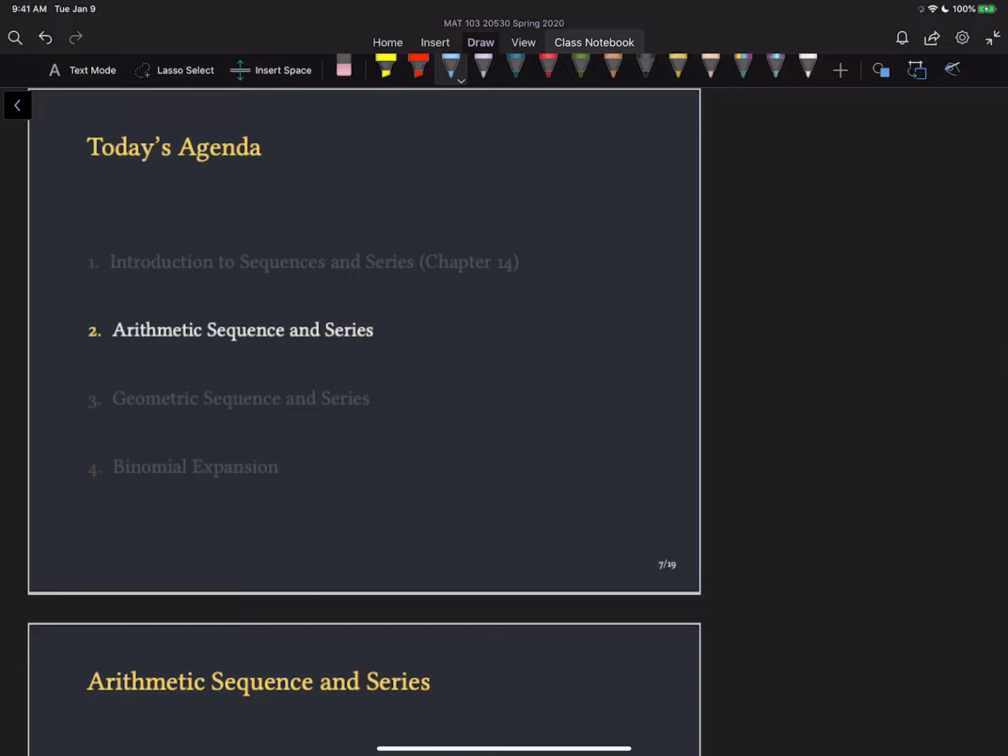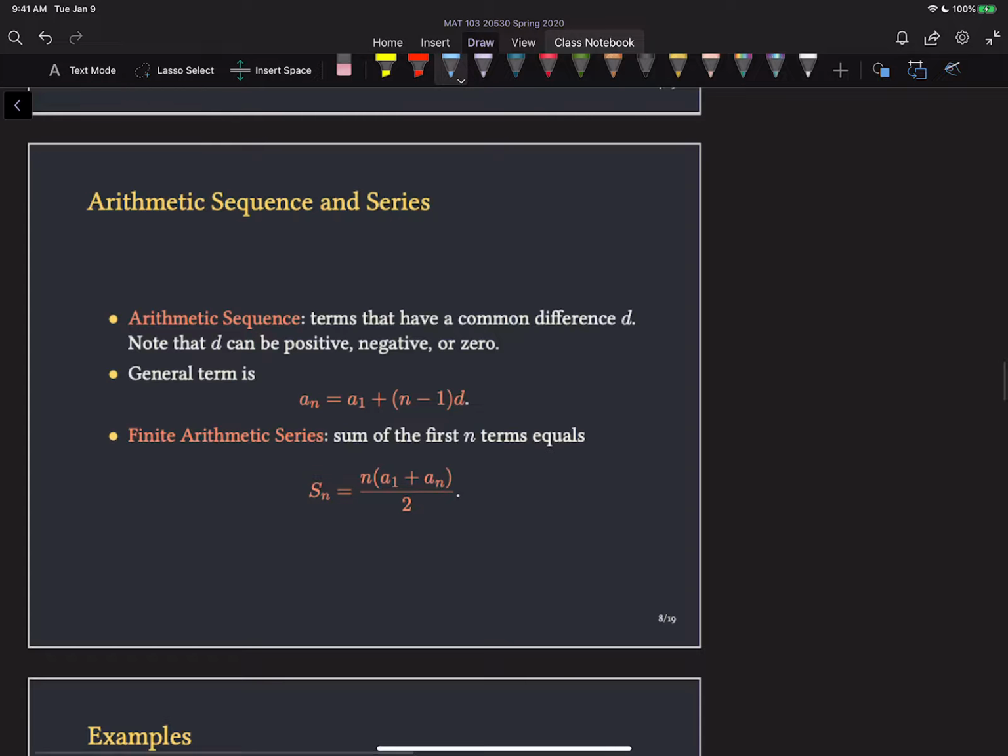Let's move on to the first type of sequence, which is the arithmetic sequence. Arithmetic sequence follows a pattern that indicates a common difference between any two adjacent terms. The difference could be positive, negative, or 0. The general term has this formula: an equals a1 plus n minus 1 times d. And the finite arithmetic series, meaning that you're adding a finite number of terms in an arithmetic sequence, is given by n times (a1 plus an) divided by 2.